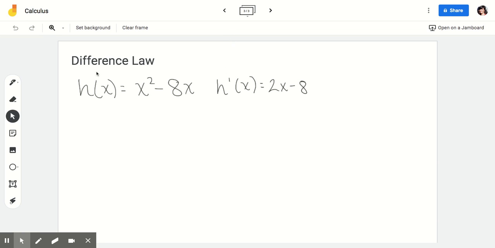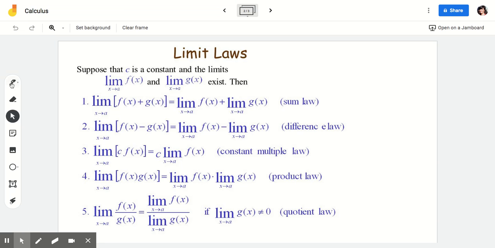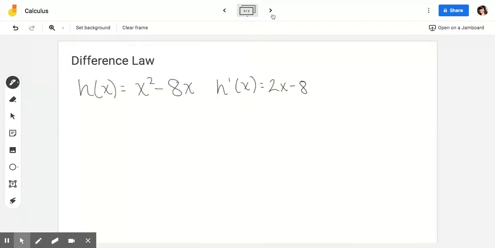Just like the constant multiple law helped us, so can some of the other laws. So we're going to look at the difference law, this one here, which says that if you are subtracting two functions before you take the limit, you could just take the limit of each function separately. So it's going to help us again with this problem, which we did in class, which we already know the answer to.